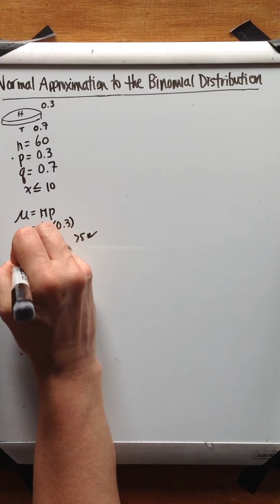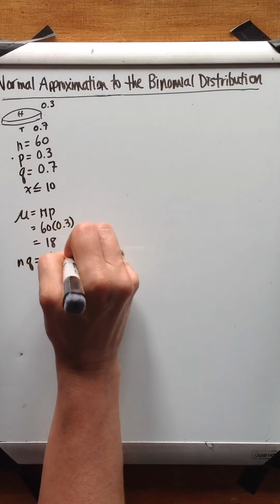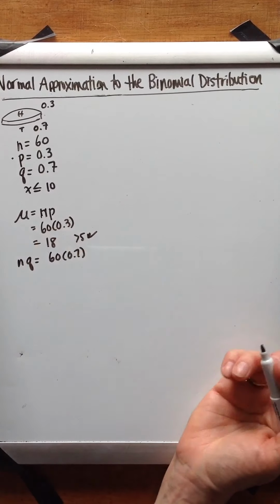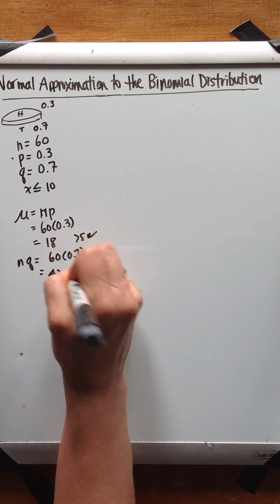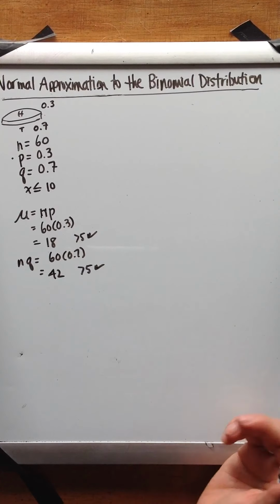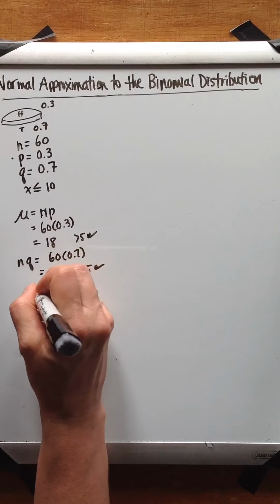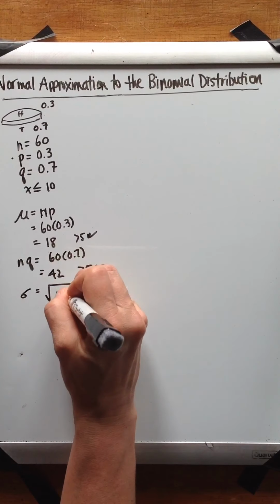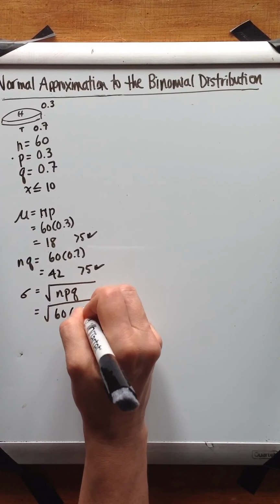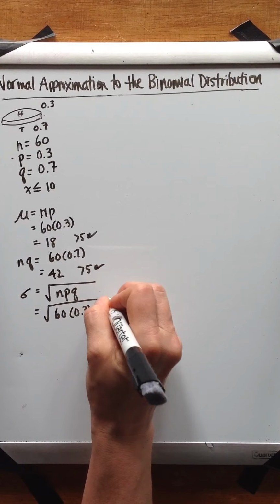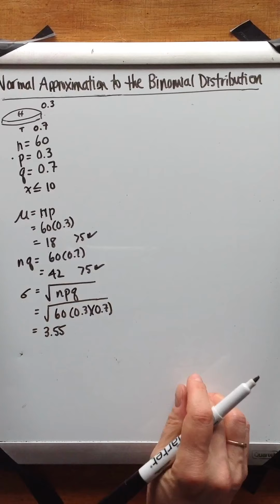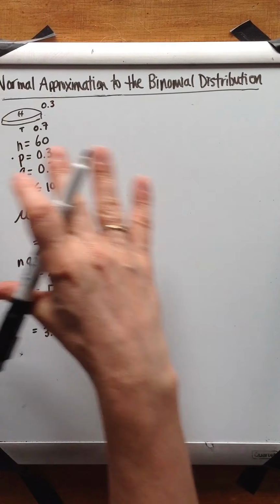Next step is, what is n times q? Well, 60 times 0.7, again, you can appreciate this is going to be even larger than n times p was. It does come out to 42 just for fun, and again, your greater than 5 criteria has been met. So let's go ahead and find the standard deviation then too. It's the square root of npq. So we have the square root of 60 times 0.3 times 0.7. That comes out to 3.55. All right, there's all our prep work.